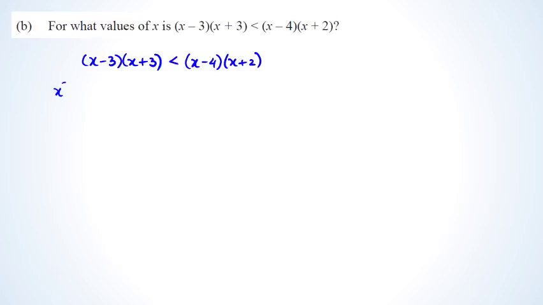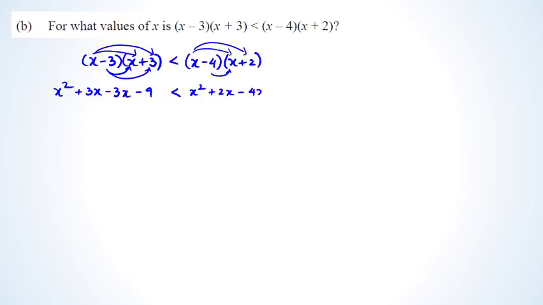So x times x is x squared, x times 3 is 3x, negative 3 times x is minus 3x, negative 3 times positive 3 is negative 9. And this is less than x times x is x squared, x times 2 is 2x, negative 4 times x is minus 4x, negative 4 times 2 is minus 8. So simplifying things, we've got x squared, 3x minus 3x is 0, minus 9 is less than x squared minus 2x minus 8.